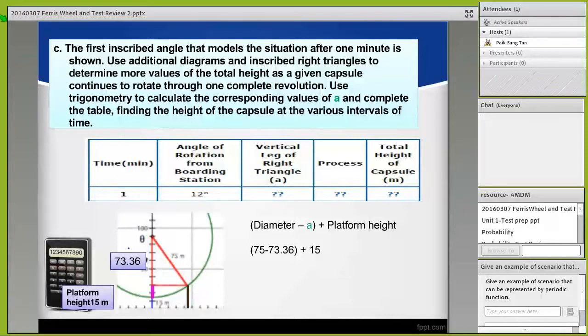16.64. This is just the first angle. For the first minute, your capsule is 16.64 meters from the ground.